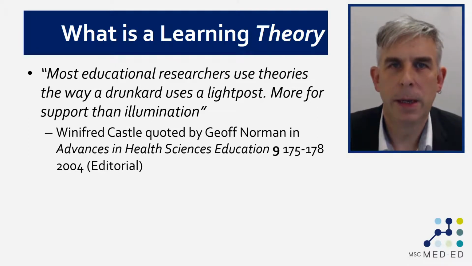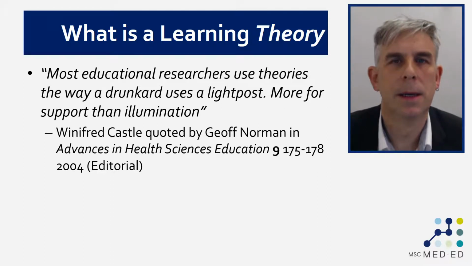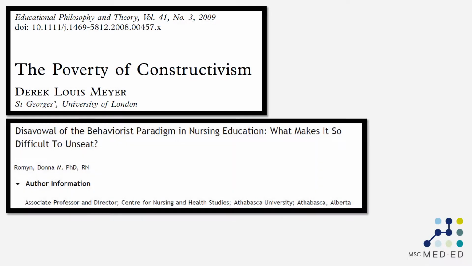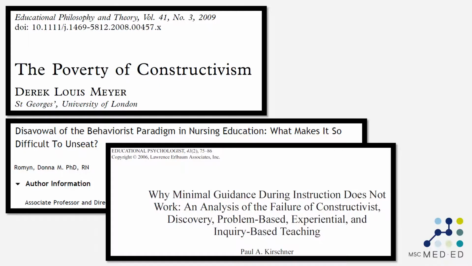Learning theories are also different because they compete with each other. They overlap and try to use different frameworks to explain some of the same things. This can lead to lots of conflict between the different learning theories. Here are some examples. You'll see papers with titles like The Poverty of Constructivism or Disavowal of the Behaviorist Paradigm in Nursing Education: What Makes It So Difficult to Unseat? And papers like Why Minimal Guidance During Instruction Does Not Work: An Analysis of the Failure of Constructivist Discovery, Problem-Based, Experiential and Inquiry-Based Teaching. Very critical and very often controversial papers which set different theories against each other.